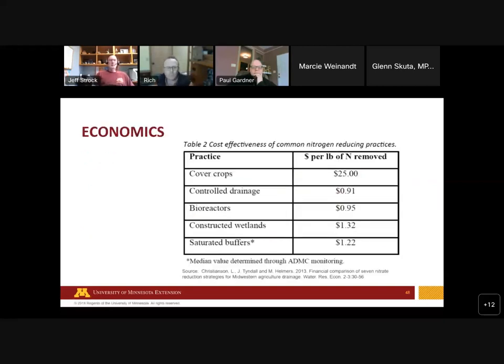Economically speaking, and I'll have all these slides shared with Paul, so everybody will be able to take a look at them. Cover cropping, although I didn't talk a lot about it, is the most expensive practice. And here in Minnesota, we struggle with establishing cover crops. For example, here at the Research Center last year, because of the drought, we tried to establish cover crops in a number of fields, and we had very poor cover crop establishment. Controlled drainage, bioreactors, constructed wetlands, and saturated buffers are all in that roughly a dollar per pound of nitrogen removed, so they can be fairly efficient. And this came from a publication back in 2013.